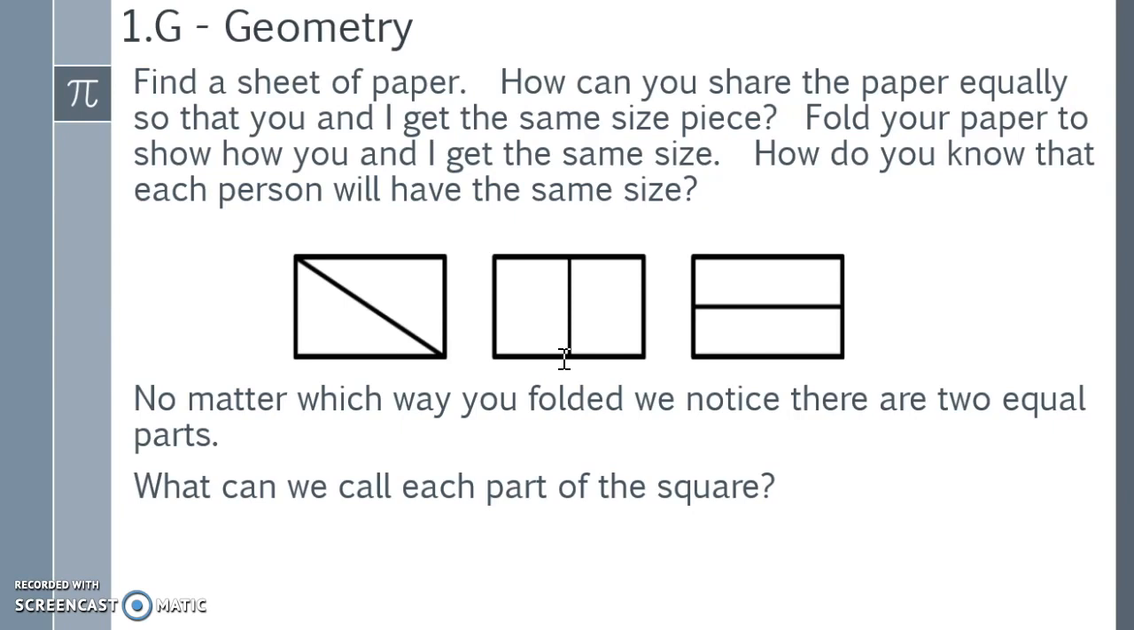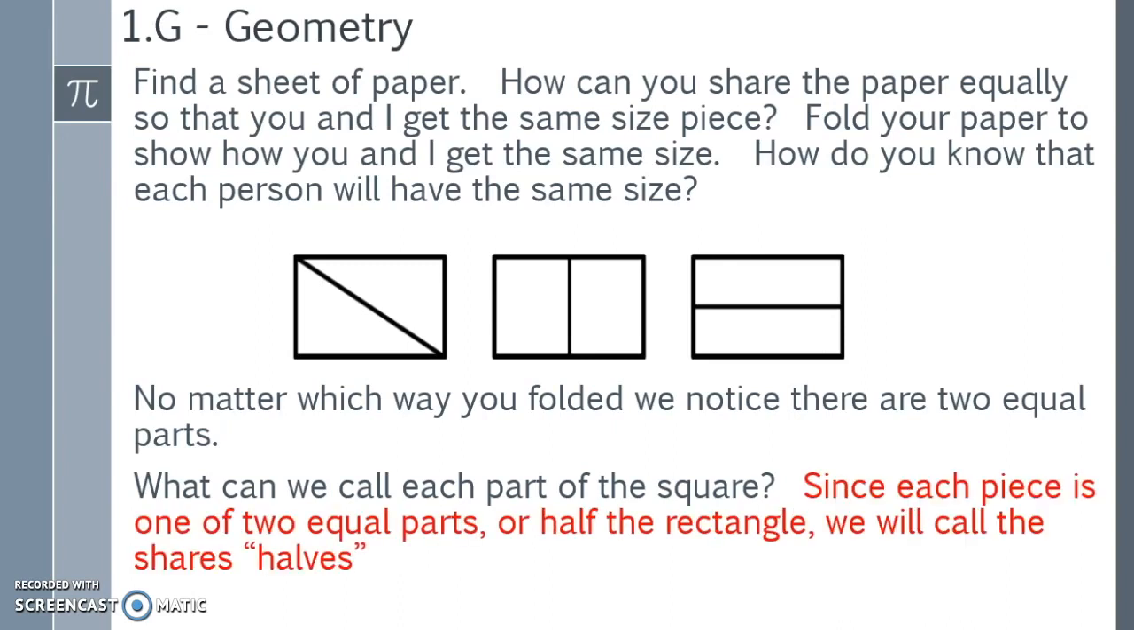Perhaps you folded your paper in one of these ways, diagonally, straight down the middle, known as some of you may have heard of the hamburger fold or the hot dog fold, top to bottom. No matter which way you folded, we notice that there are 2 equal parts. What can we call each part of our rectangle here? What part of our paper? Since each piece is one of 2 equal parts, or half the rectangle, we will call the shares halves.